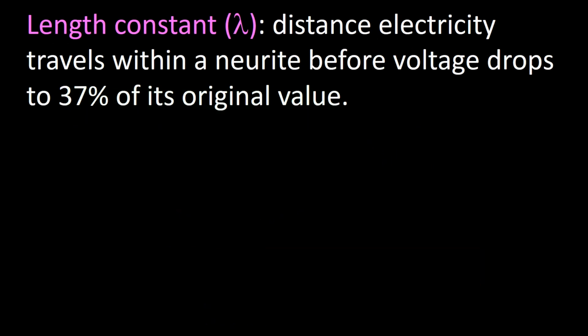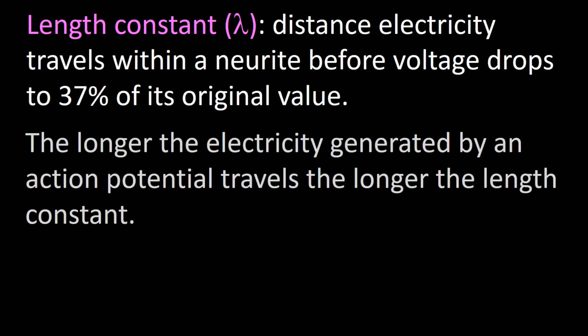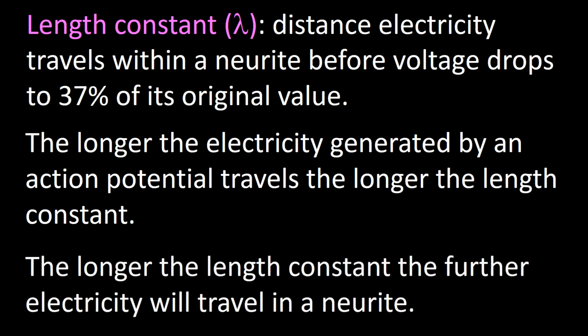Thus, for the purpose of nerve conduction, length constant, also called space constant, can be defined as the distance electricity travels within a neurite before voltage drops to 37% of its original value. The longer electricity travels before dropping to 37% of its original value, the longer the length constant. The longer the length constant, the further along the depolarizing force will travel in the neurite. Thus, the faster the conduction.